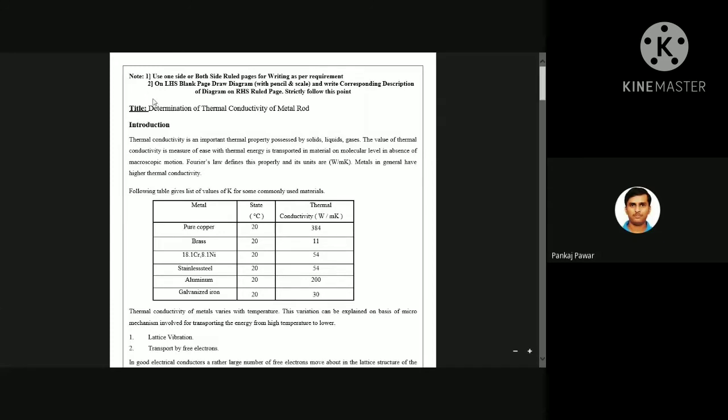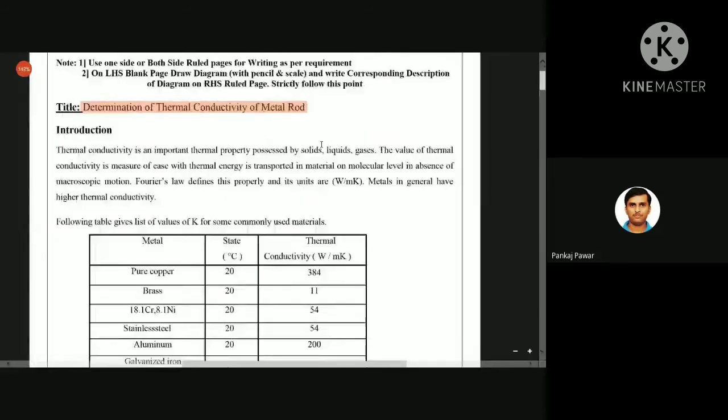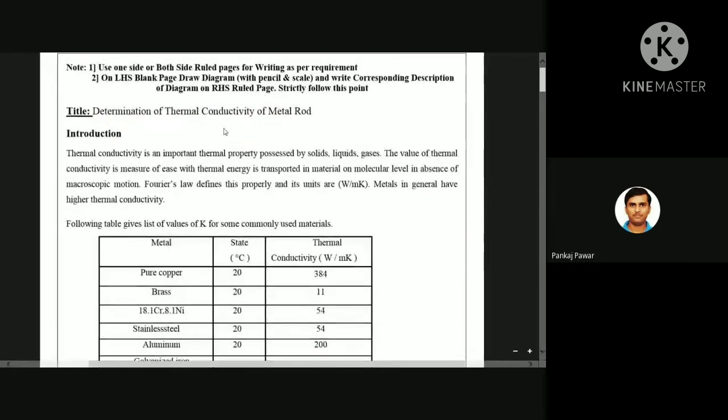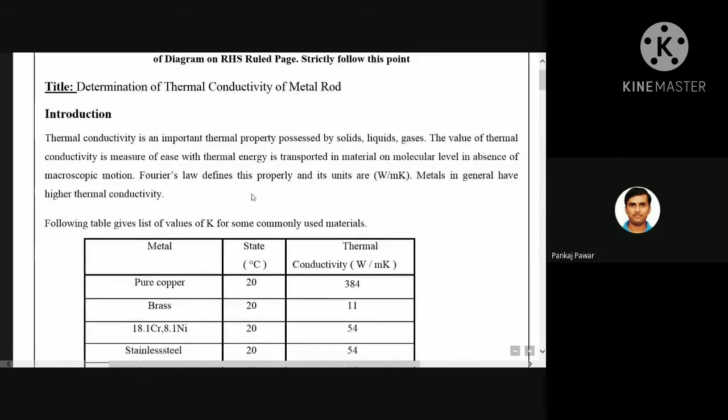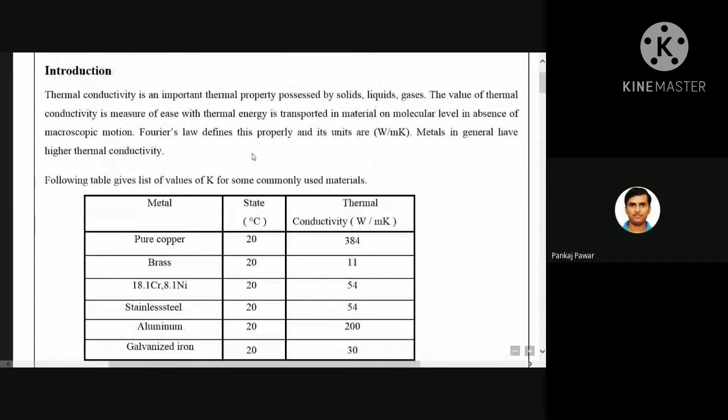We'll go with this experiment number theory part today. So the title of this experiment is determination of thermal conductivity of metal rod. Okay. So here we are going to determine the thermal conductivity of metal, that is aluminum metal here. So all of you are aware about the Fourier's law of heat conduction. Okay, that Fourier's law of heat conduction we are going to use while performing this experiment.